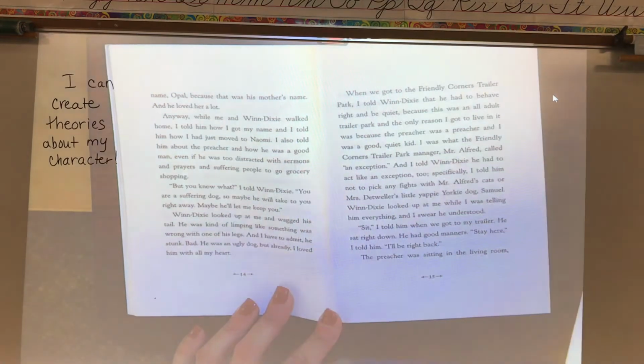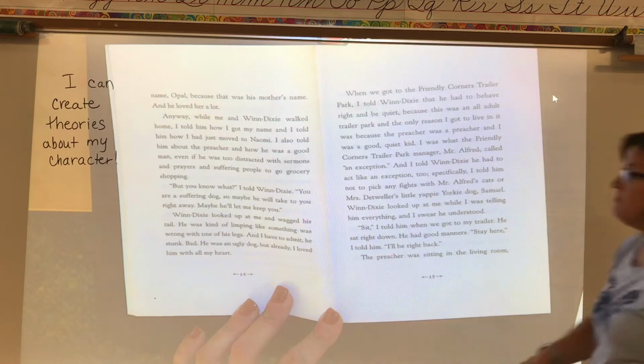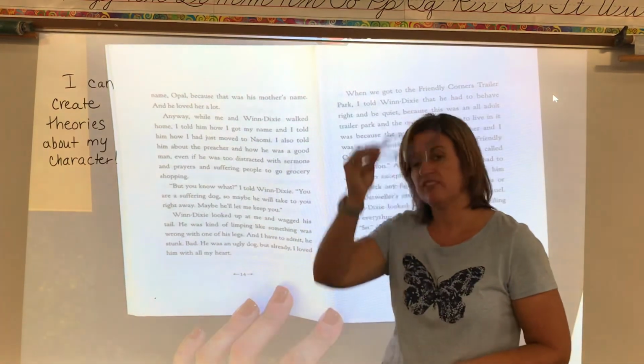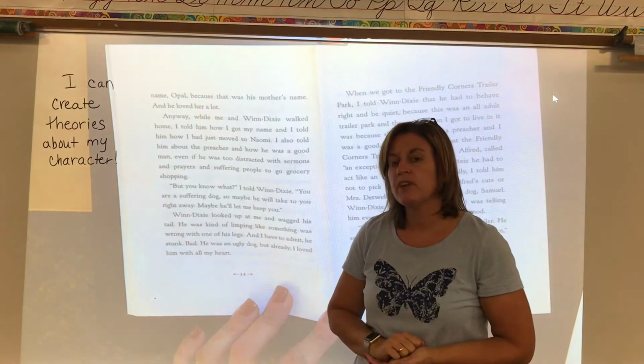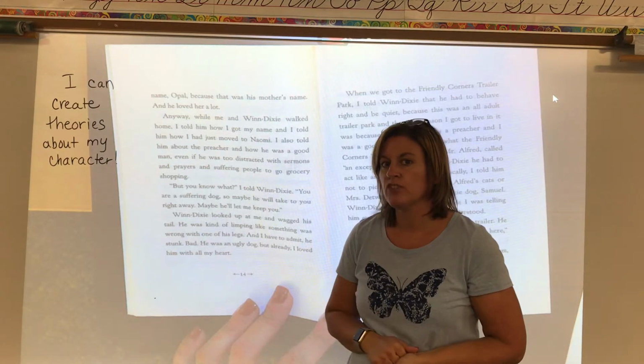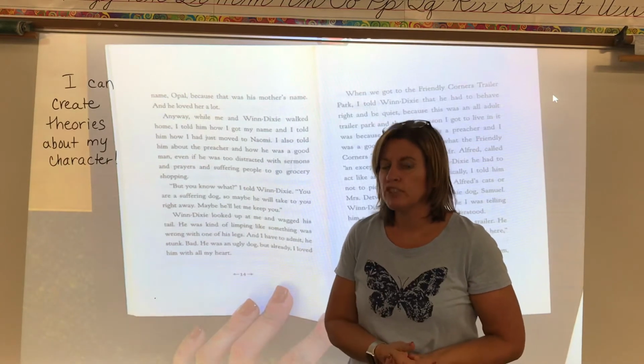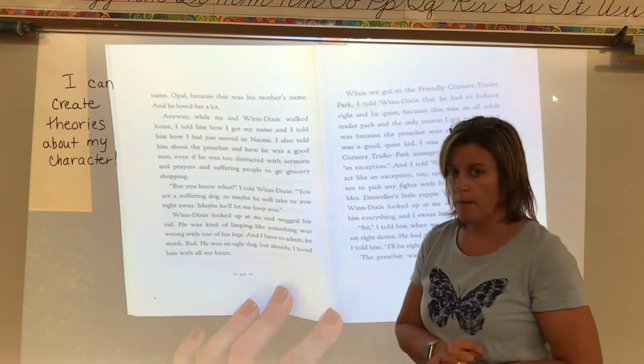So right here, I can create a theory about Opal. I know that she's the kind of person who loves people no matter what. They might be stinky, they might be smelly, they might not be perfect, but I can create the theory that she's a loving person, that she's going to do whatever she can to help other people out.